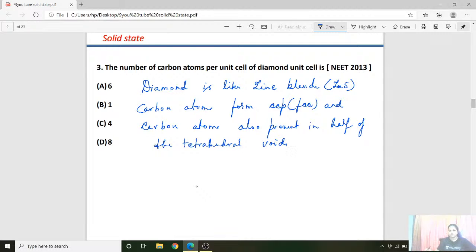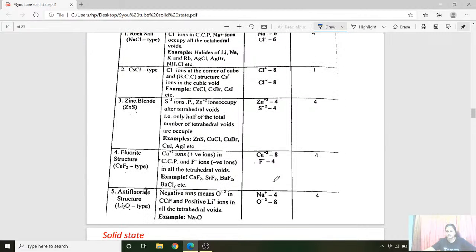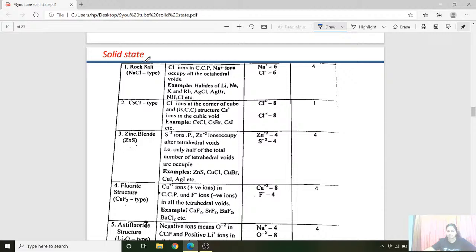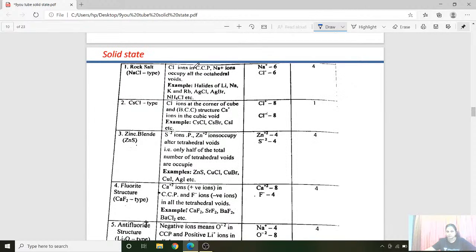Now, how do we come to know all these things? Students, as you all know, we have different types of crystal structure, isn't it? Just a quick revision on different types. You have rock salt type, or NaCl type. You have cesium chloride type. You have zinc blende type. Fluorite structure, anti-fluorite structure. In rock salt type, it is the negative ion most of the time that forms the lattice. Only in fluorite structure, it is the cation which forms the lattice. Remember, otherwise the negative ion will form the lattice and the cation will occupy the voids.